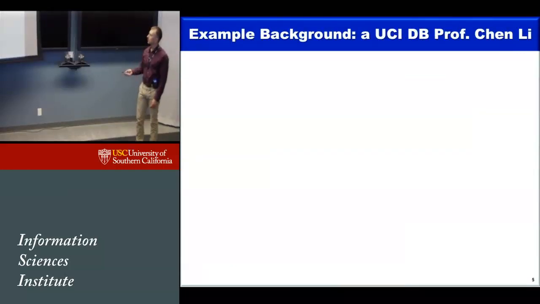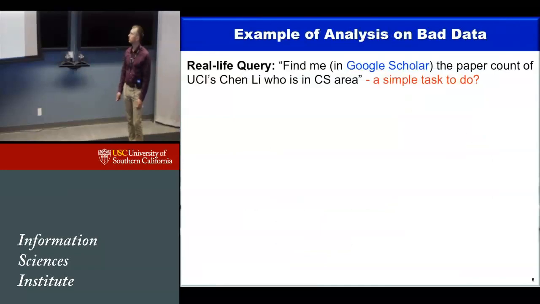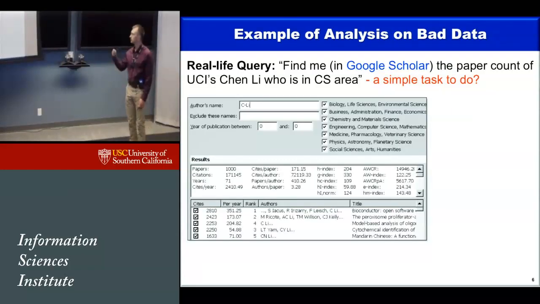Just to give you some quick background, as an example we have a professor called Chen Li at UCI. He's a very nice guy. He's a database professor, and this was his homepage. So let's ask a simple real-world query: find me in Google Scholar the paper count of UCI's Chen Li who is in the CS area. It's a simple question, and it should be easy to answer. This is a picture of an interface to a program called Publish or Perish. I don't know if you have seen it.